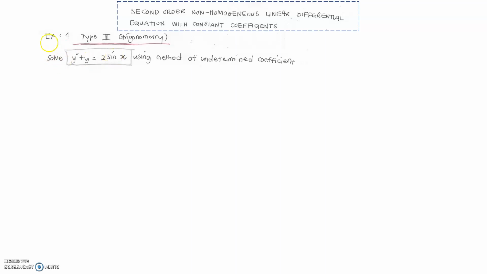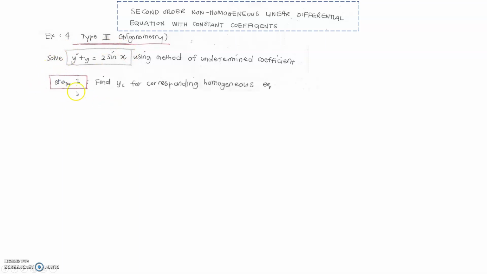The question is, you need to solve y double prime plus y equal to 2 sine x using method of undetermined coefficient. Okay, so in the question, you are not given the initial condition, so it means that you need to find the general solution to this ODE. So let's go through step by step.